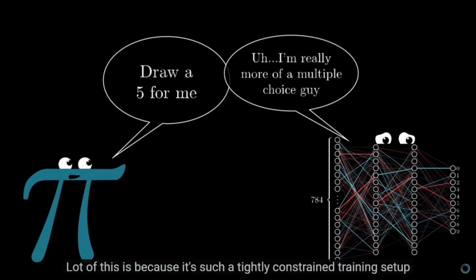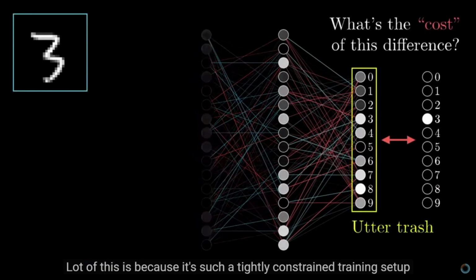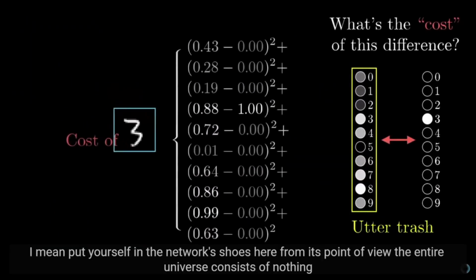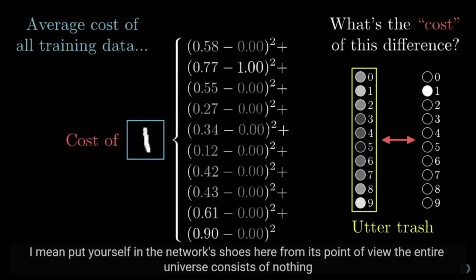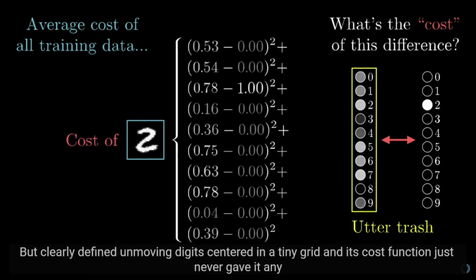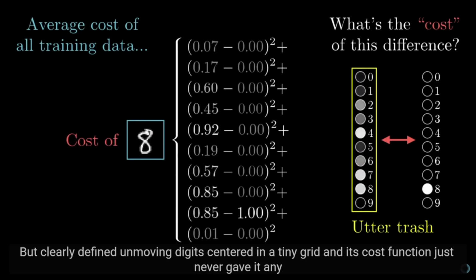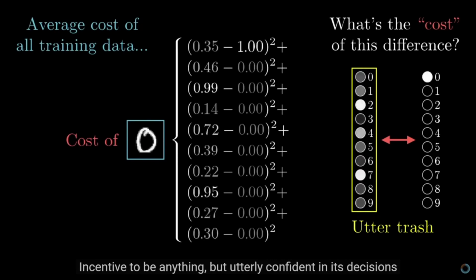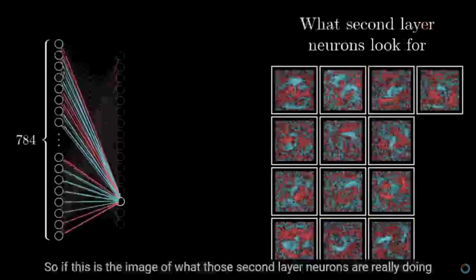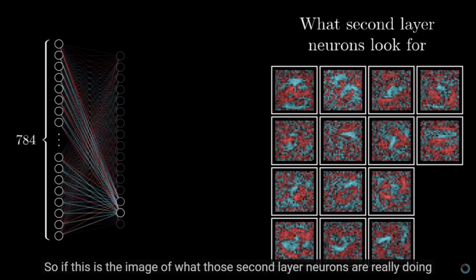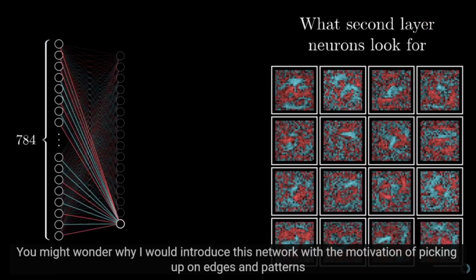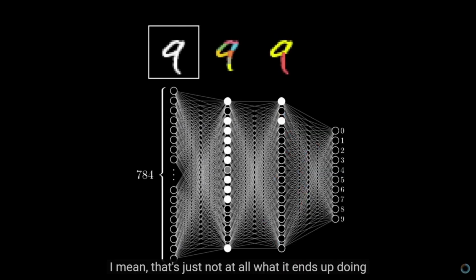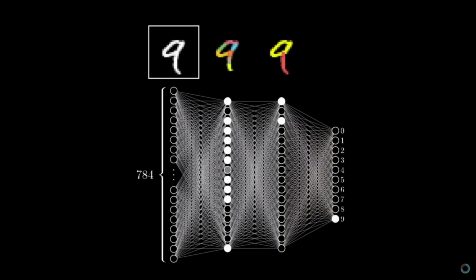A lot of this is because it's such a tightly constrained training setup. I mean, put yourself in the network's shoes here. From its point of view, the entire universe consists of nothing but clearly defined, unmoving digits centered in a tiny grid, and its cost function just never gave it any incentive to be anything but utterly confident in its decisions. So with this as the image of what those second layer neurons are really doing, you might wonder why I would introduce this network with the motivation of picking up on edges and patterns. I mean, that's just not at all what it ends up doing.